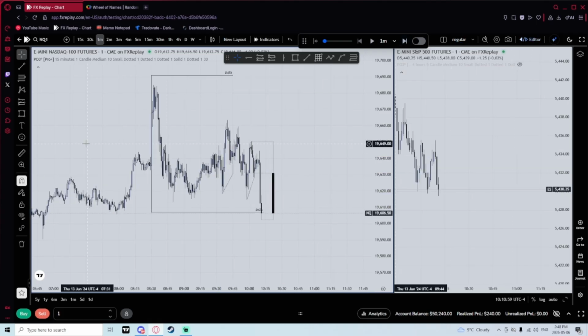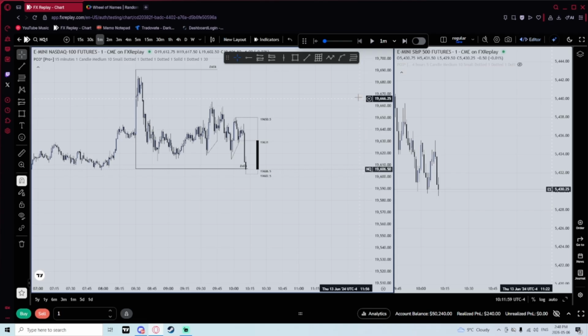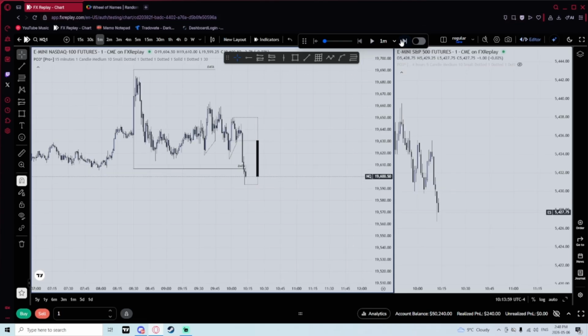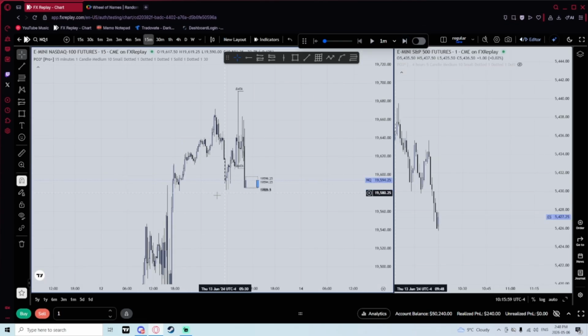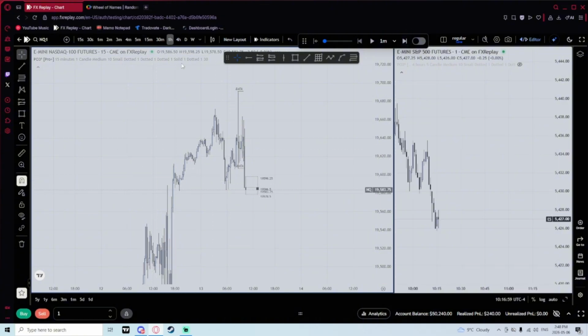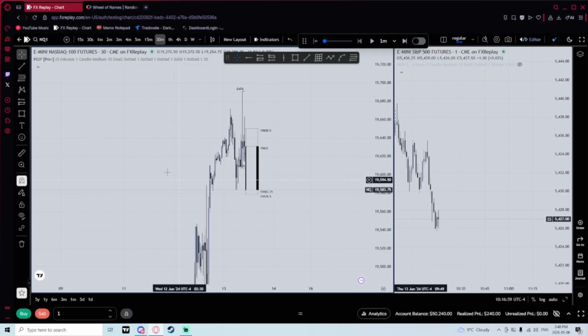Okay, thank you. This is what I want to see, boys. This is exactly it. Maybe this low is what we're gunning for. We took it, perfect, and now we're inside of a 30-minute bullish. Let's go take data highs.